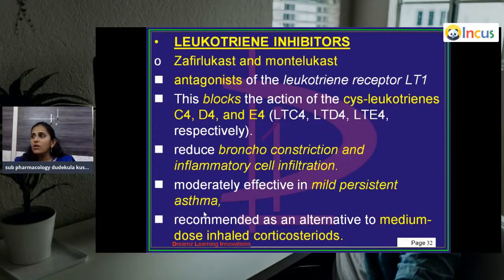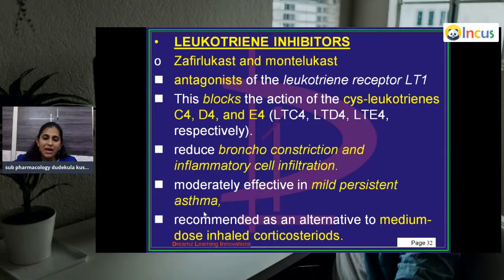Next group of drugs are leukotriene inhibitors, that is zafirlukast, montelukast. Zafirlukast and montelukast are leukotriene receptor antagonists. I repeat once again, all these lukast drugs are leukotriene receptor antagonists. They mainly block the actions of all leukotrienes, that is C4, D4, E4. They mainly reduce bronchoconstriction, and inflammatory cell infiltration.